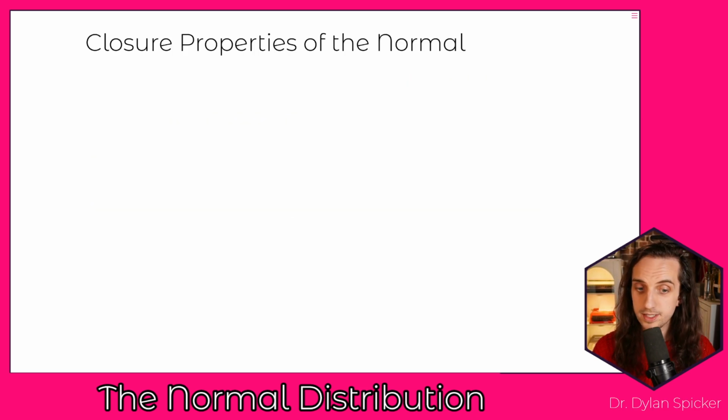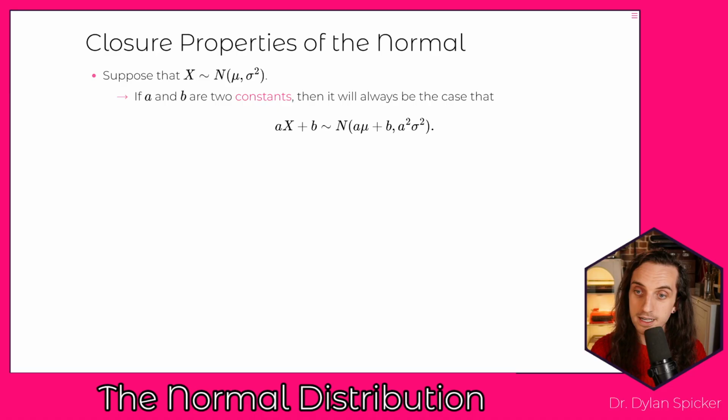So the other reason that we really like the normal distribution is because it exhibits what we call closure properties. In mathematics, closure properties are when we do something to a mathematical object and its type does not change. The normal distribution has a few of these properties. To see these, let's suppose that x follows a normal distribution with a mean of mu and a variance of sigma squared, and we take a and b to be both constants.